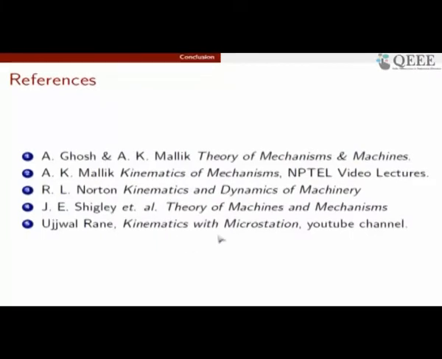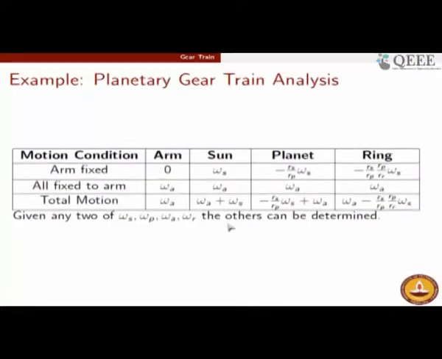So with this, I have touched upon the topics which were told in the syllabus on this. As I said, I have mostly taken this lecture material from Ghosh and Mallik's book. Also, Norton's book and Shigley's book are universally accepted books. You could read and solve the problems in these books. And as I said, not only Ujjwal Rane's site, there are many other nice animation sites that are available on YouTube and other related places, like this one that I gave here.